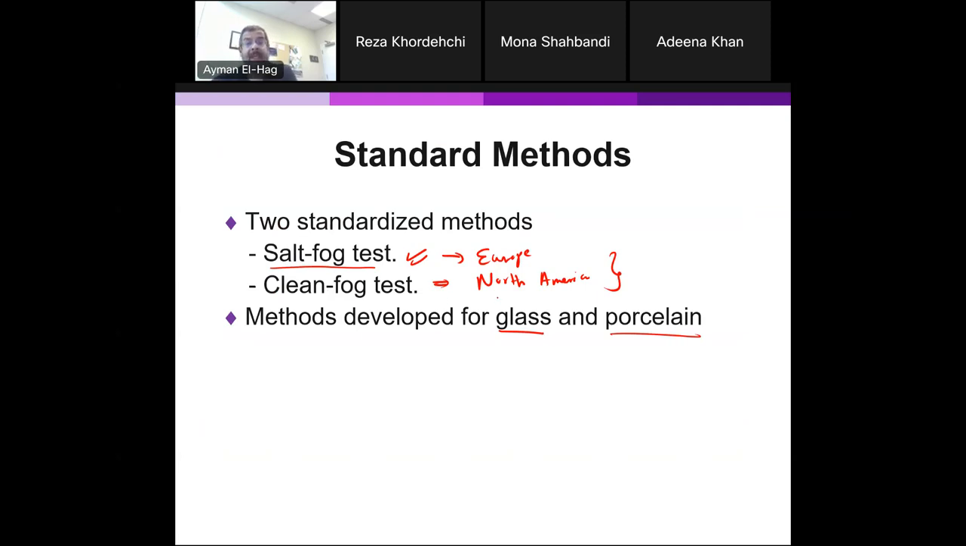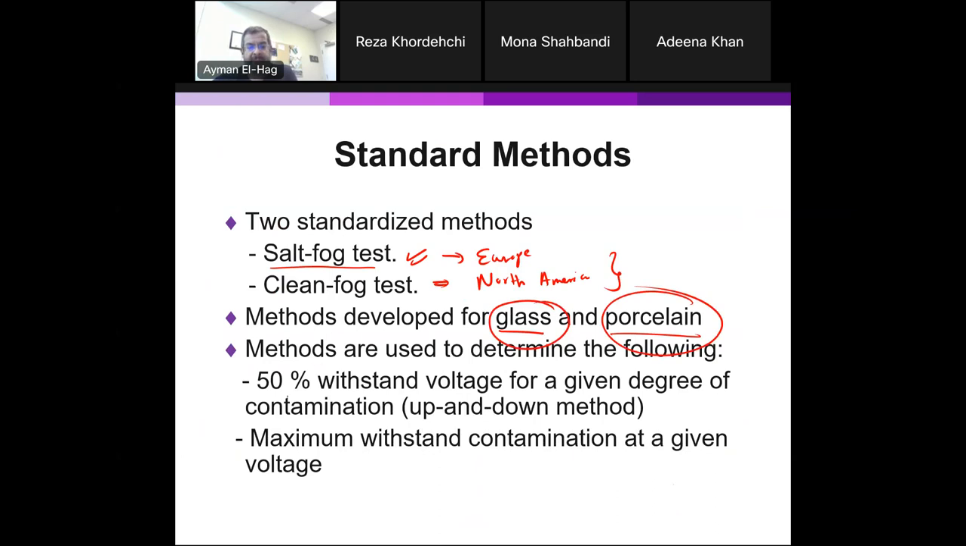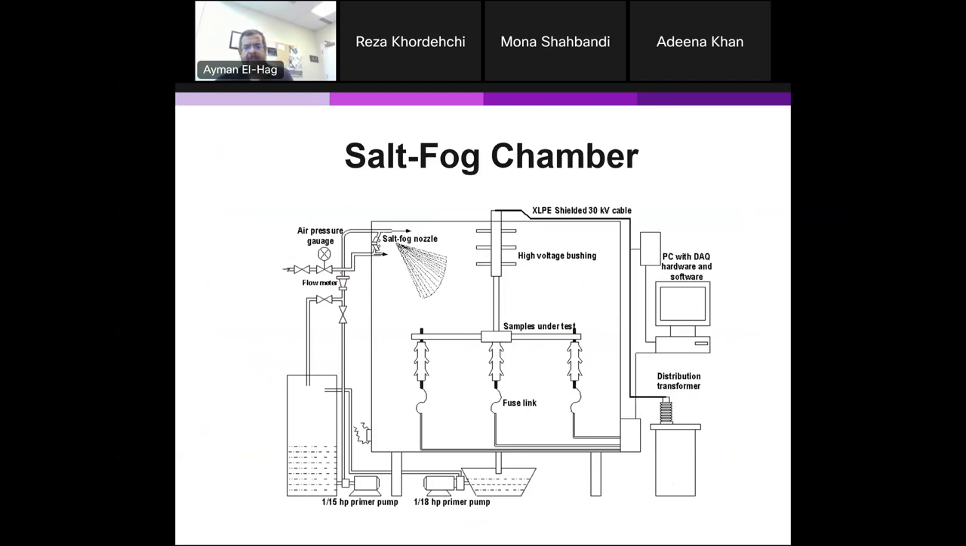But these two methods were mainly designed for ceramic insulators, both glass and porcelain. The methods use the 50% withstand voltage for a given degree of contamination, and we use the up and down method. They increase the voltage; if the insulator withstands, they increase it again; if it flashes over, they reduce the voltage, and so on. The maximum withstand contamination for a given voltage is recorded. This is a salt fog chamber. We used to have something like this at the University of Waterloo here. So basically we have the insulators here. I'll start from here.